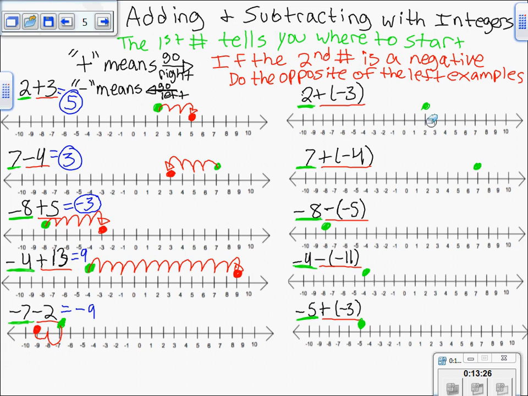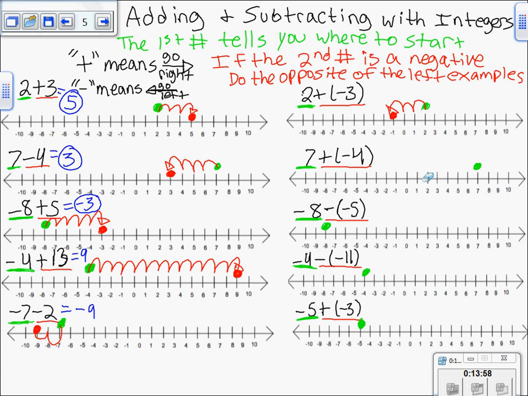So let's see. This says 2 plus. So we're going to start at 2, so there's our green dot. It says plus. Plus makes us want to go to the right. But because the second one is a negative, he doesn't follow instructions, so he does the opposite. So we want to go to the right, but that one says we have to do the opposite. So you have to go to the left. So from +2, you're going to go left 3 spaces. So let's see. 1, 2, 3. You go left 3 spaces, and look where you end up. You end up at -1.